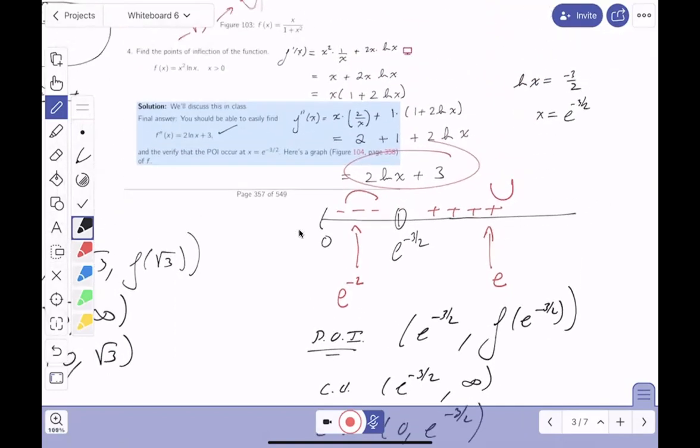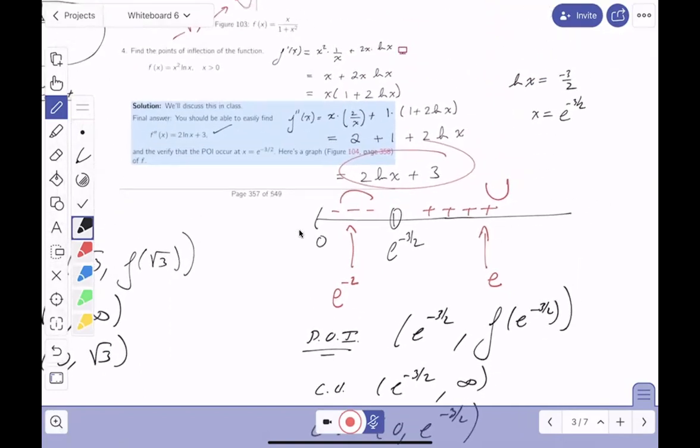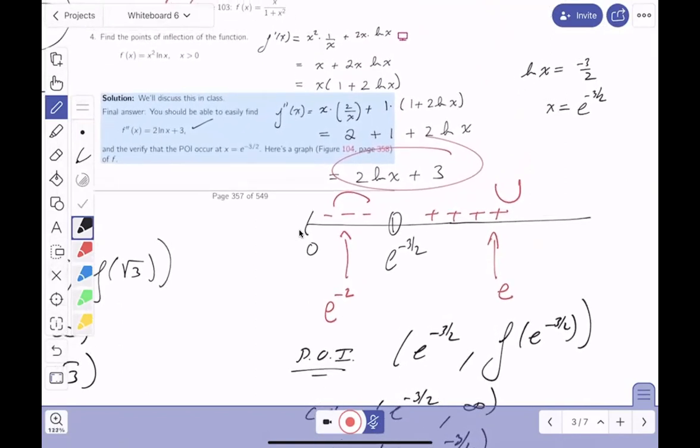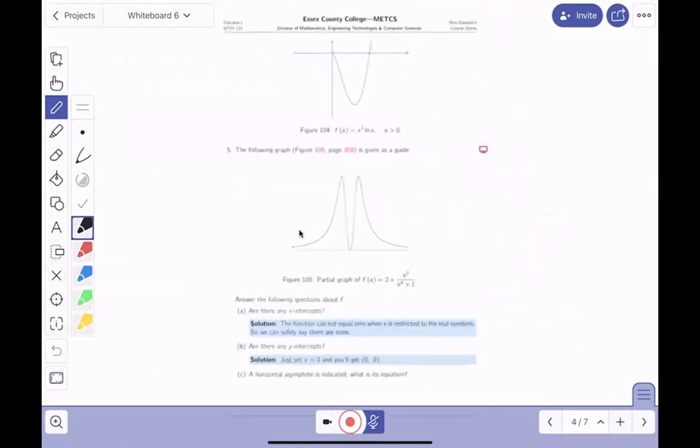All right, let's look at the key. Really looking at it, I'm reading it. We recommend you read it as well. And over here, I'll just go to the next page. I'm reading that. It looks pretty good. My work supports that. The answer they're giving me there says point of inflection occurs at e to the minus 3 halves. We got that right.